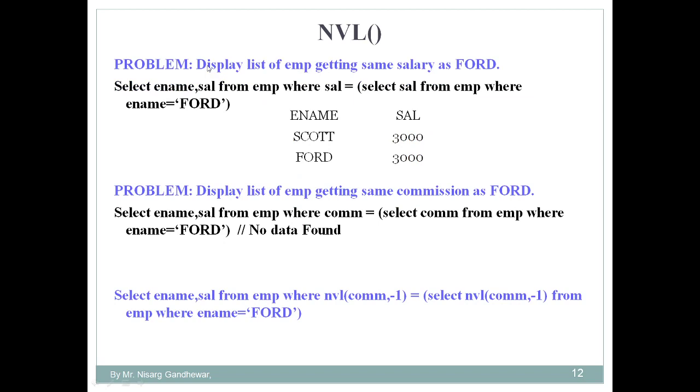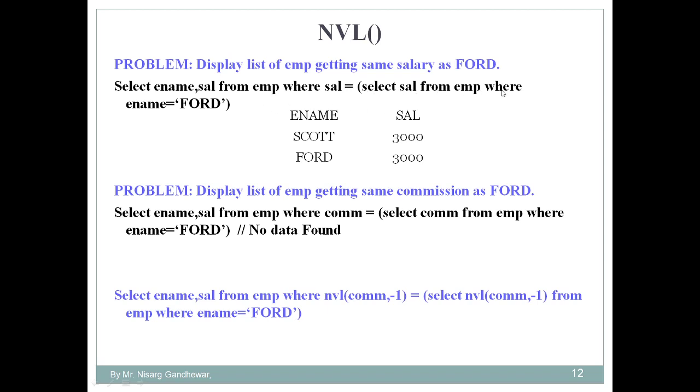Suppose another problem statement is: display the list of employees getting the same salary as Ford. That means I want to display the details of those employees who are getting the same salary as that of Ford. For example, the salary of Ford is 3000. So I want to find how many employees are getting the same salary as Ford. For that purpose you need to write a subquery. First of all you will write a subquery that will return the salary of Ford.